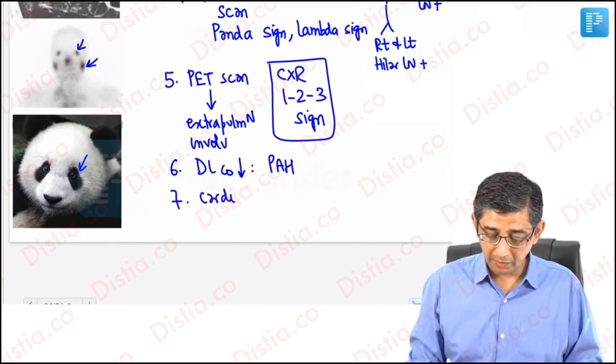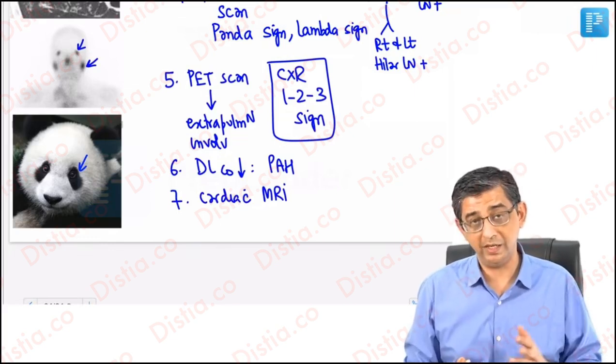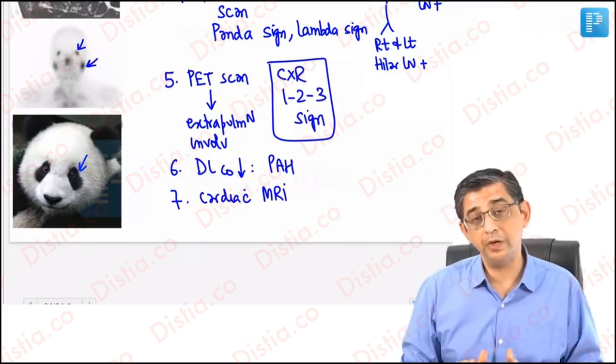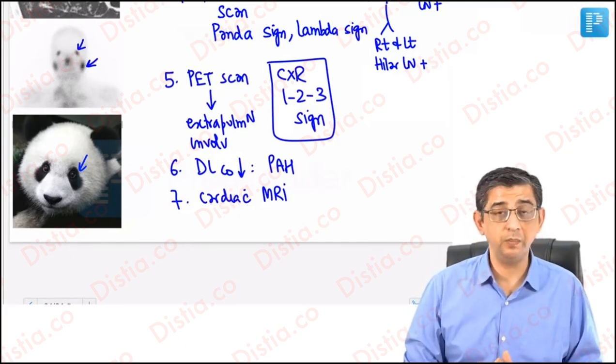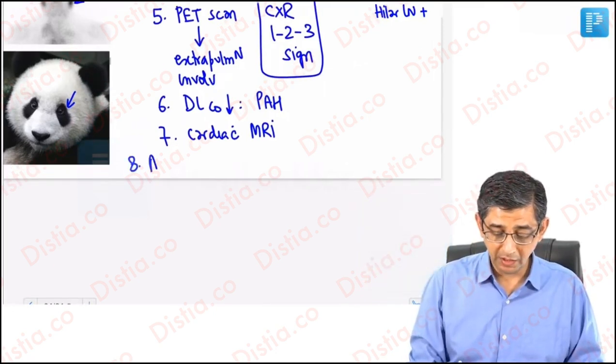I'll do a cardiac MRI because I want to pick up the granulomas involving the heart, and that has definitive diagnostic and therapeutic implications because these patients can develop both tachyarrhythmias as well as bradyarrhythmias. The eighth test is again loved by examiners, ACE levels.